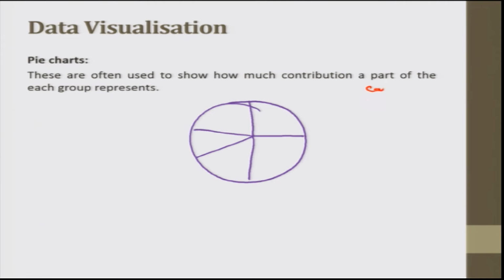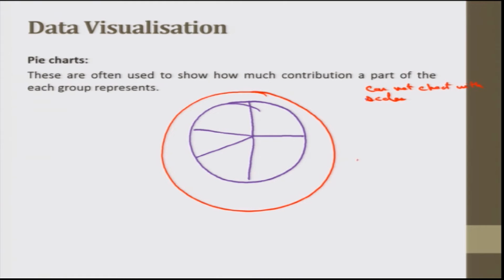We cannot cheat with scales here, because this whole data, this whole pie is 100%. So, these are often used to show how much contribution a part of each group represents.